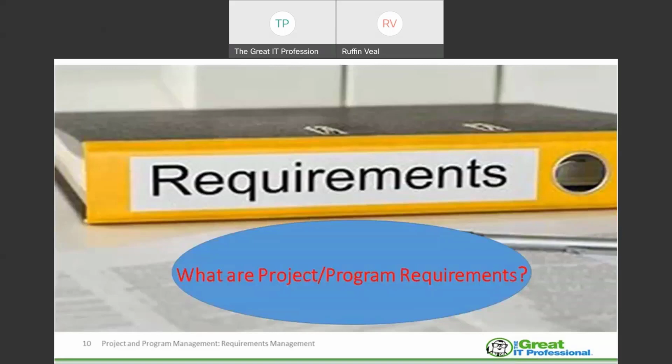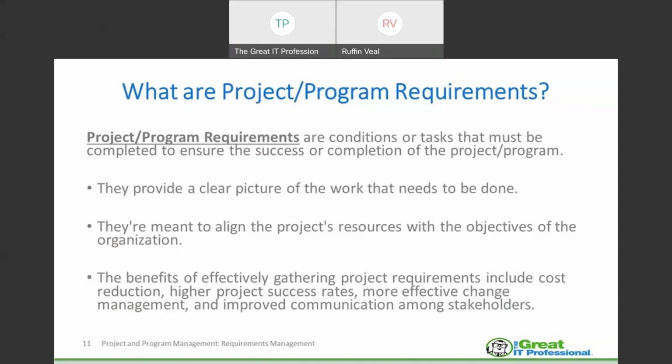Let's talk about requirements. What are project and program requirements? As most of us know, those requirements are those conditions and tasks that we need to complete to ensure the success of the project. They are the driving force behind what we're trying to deliver. We have to align the project's resources, that term again from one of the presentations that we talked about previously, and the objectives of the organization. And we want to talk about the benefits of effectively gathering those particular requirements. They contribute to higher success rates, change management, that type of thing. So from just that definition, we can see the importance of program and project requirements.